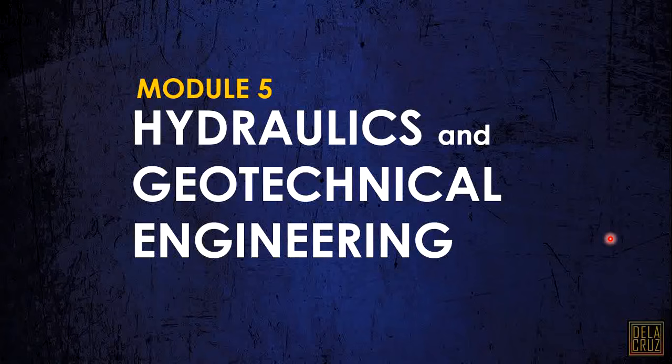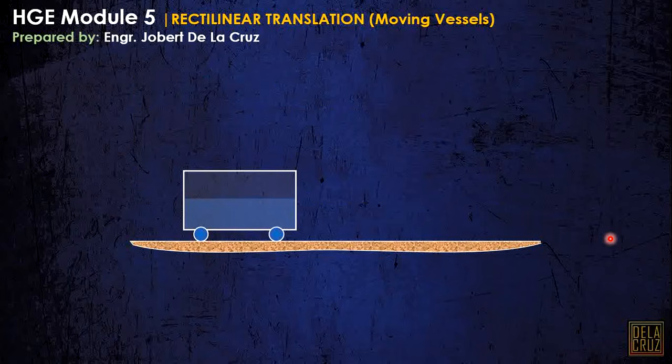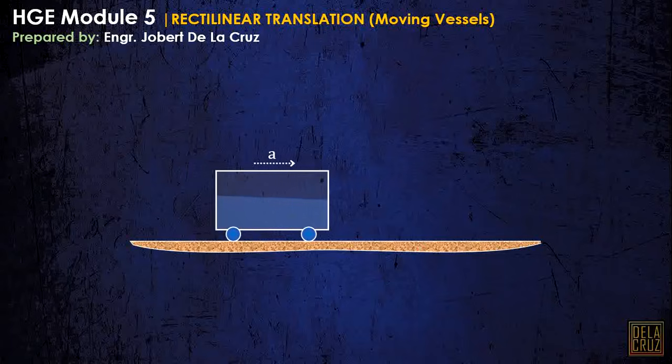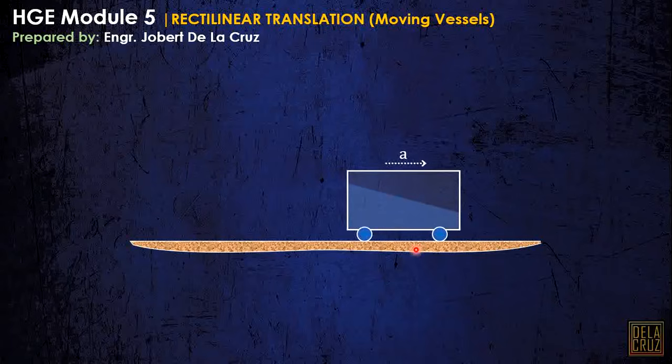Now for this week, we'll begin with this one, the rectilinear translation. So imagine a vessel that will be moving on a straight path. Yan yung rectilinear. Now, the same sa dynamics natin. So initially, if this vessel contains water, of course, the water surface will be in the horizontal position. Now, if it will move with a constant acceleration a, of course, the water will be in that position, no?